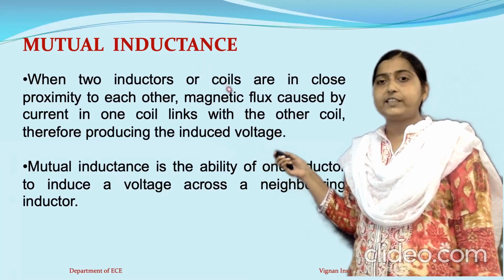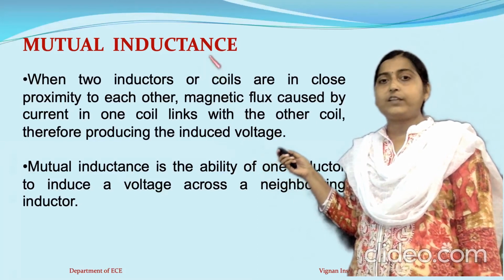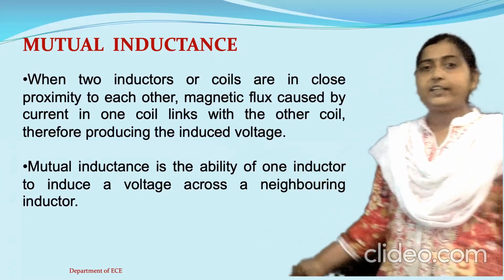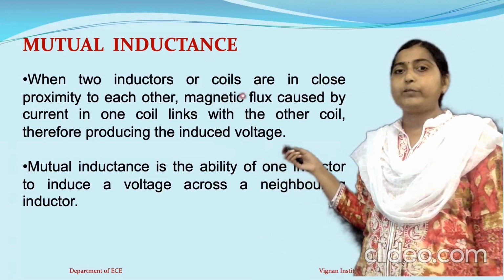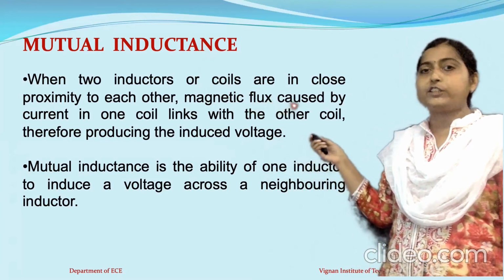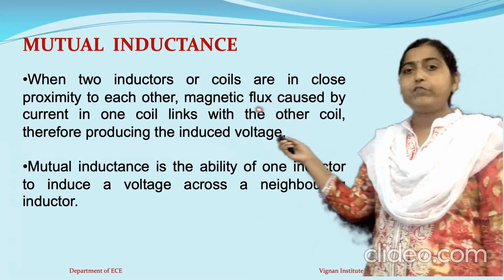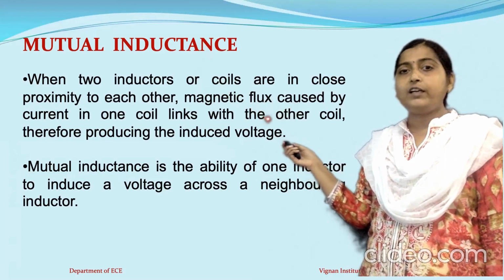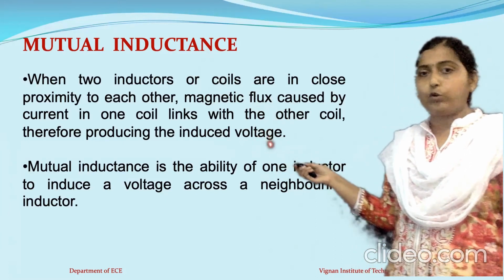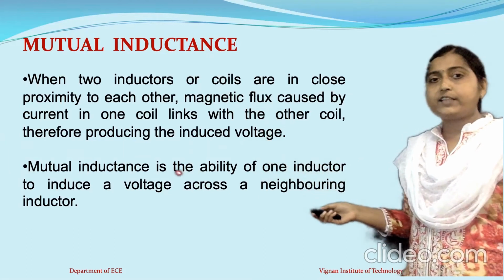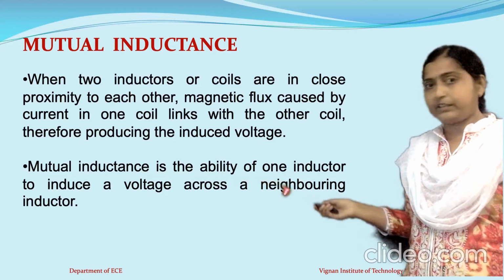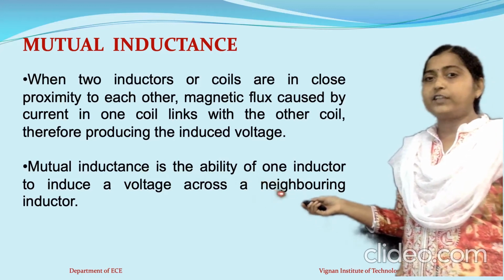So just now we discussed what self-inductance is. Now let us talk about mutual inductance. In order to establish a mutual inductance between the coils, you have to remember that there should be two inductors or coils placed in close proximity to each other. Then the magnetic flux caused by the current in one coil links the other coil. Therefore, this produces an induced voltage. Mutual inductance is the ability of an inductor to induce a voltage across a neighboring inductor.